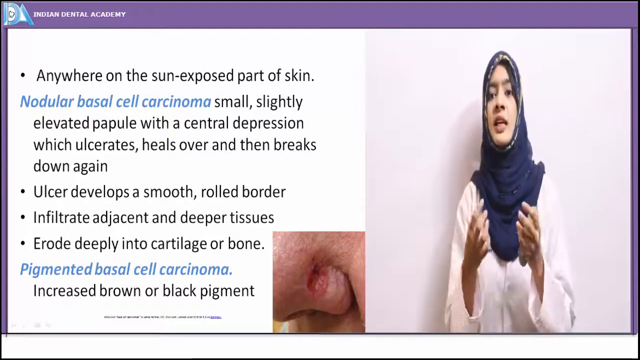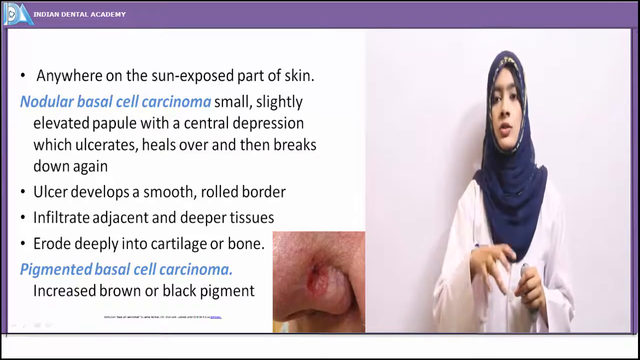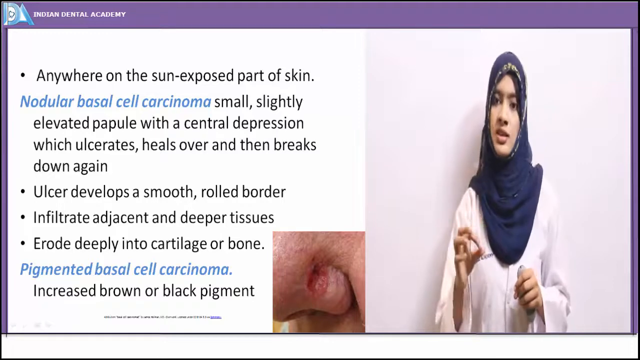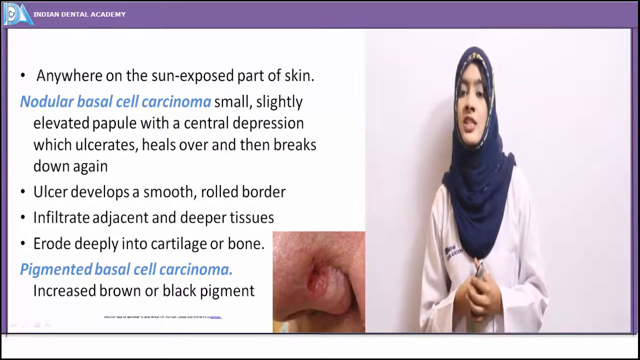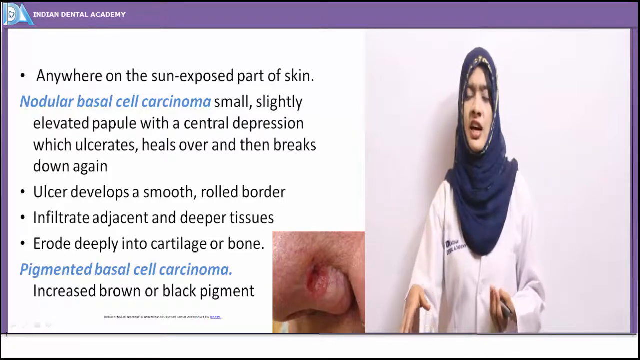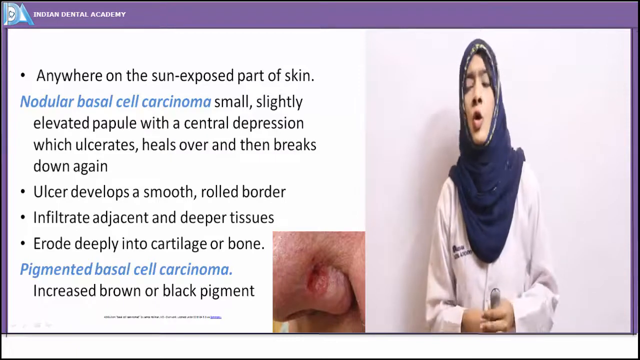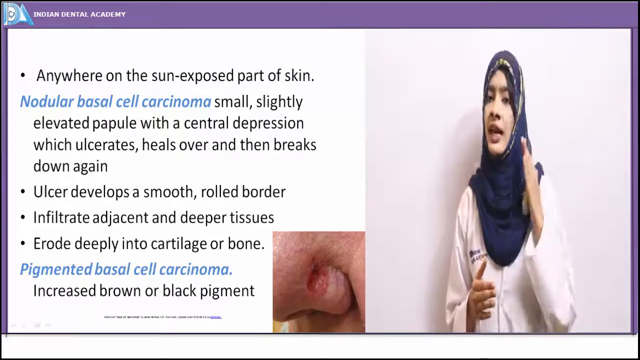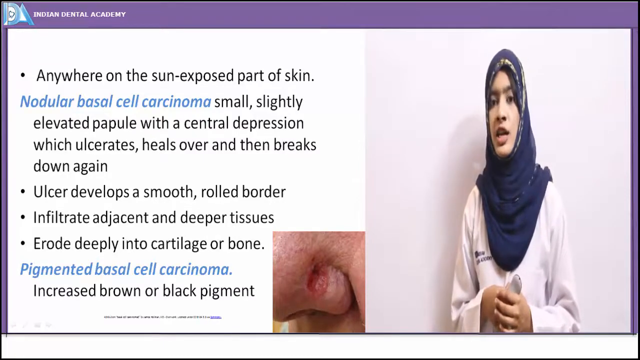The tumor cells are just spreading laterally along the lesion, along the nodule. So that is why the term rodent ulcer or rolled ulcer is given to the basal cell carcinoma. And as I told you, the tumor cells tend to infiltrate the adjacent tissue, deeper tissues. By infiltration only, the tumor cells spread to the oral cavity. They even erode the bone or the adjacent cartilage associated with it. So that's the clinical presentation of a nodular basal cell carcinoma.